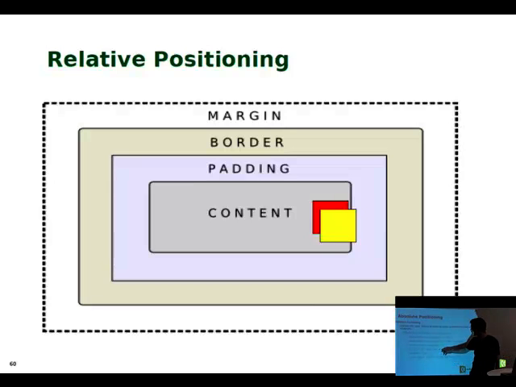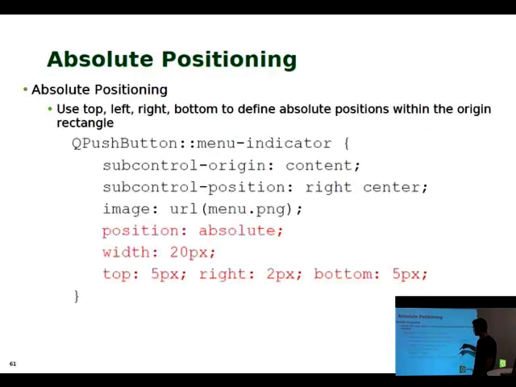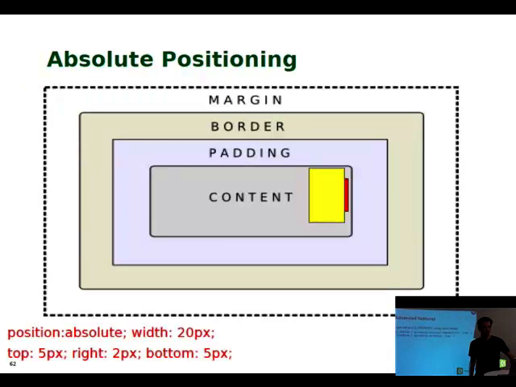Now if we set the position absolute, we set the width, the top, the height and the bottom, then the position will be set up: from the top will be 5 pixel, the height will be 2 pixel, the bottom will be 5 pixel, and the width will be 20 pixels. So we have specified exactly where the subcontrol will be. You can modify any property.